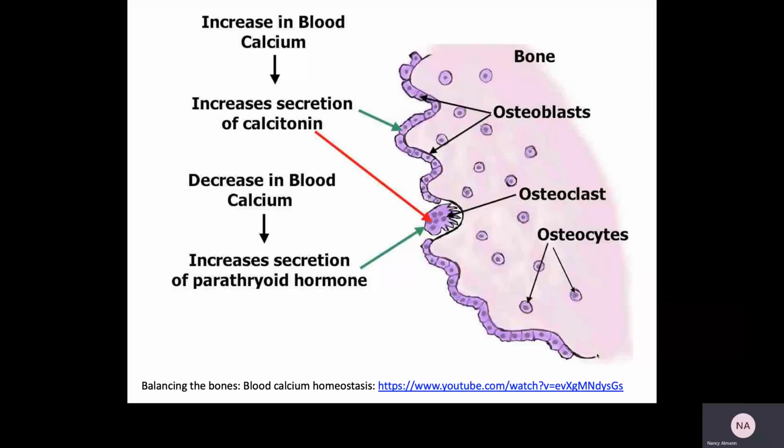This shows you something similar, just in a different format. So if you have increased blood calcium level, you will have the increase of secretion of calcitonin, which will trigger osteoblasts and prevent osteoclasts from breaking down bone matrix. If you have decreased blood calcium level, you will increase the secretion of parathyroid hormone, which will trigger the osteoclasts to break down, or lyse, bone to increase blood calcium levels in plasma.